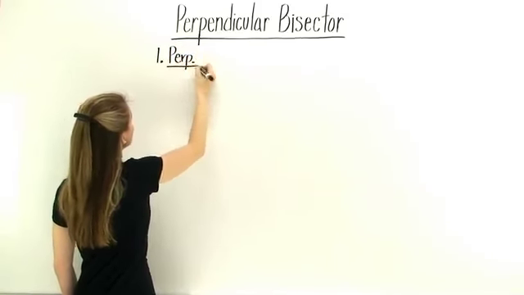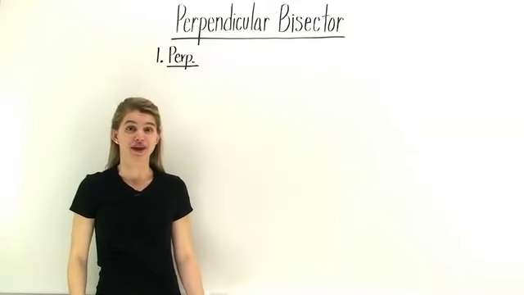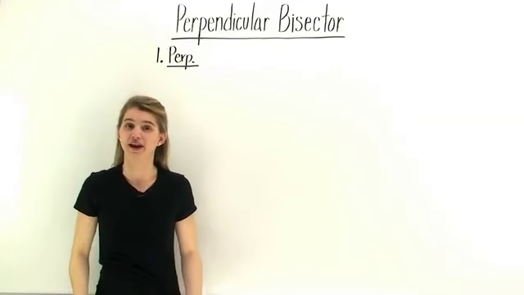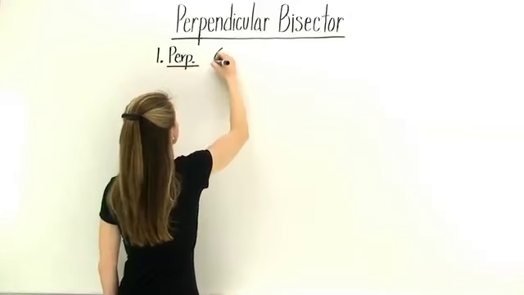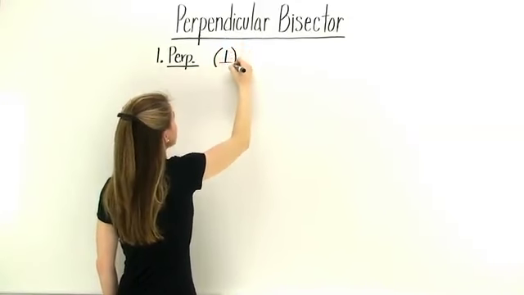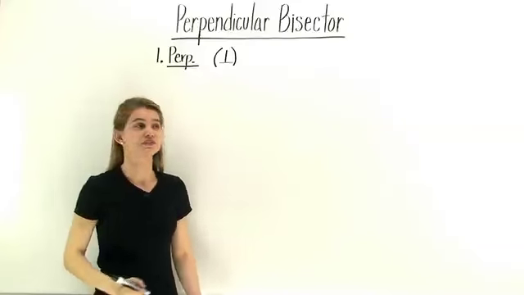Recall, perpendicular refers to lines, rays, and segments that intersect to form right angles. The symbol for perpendicular is this symbol here. Let's take a look at a few examples.